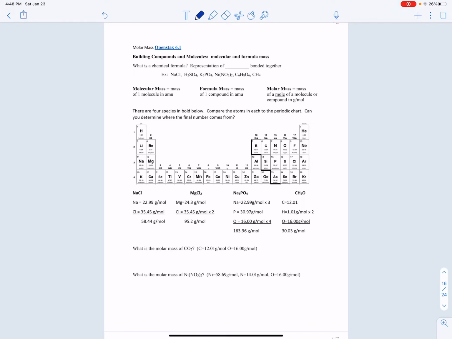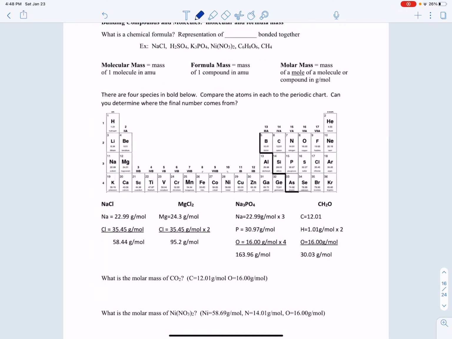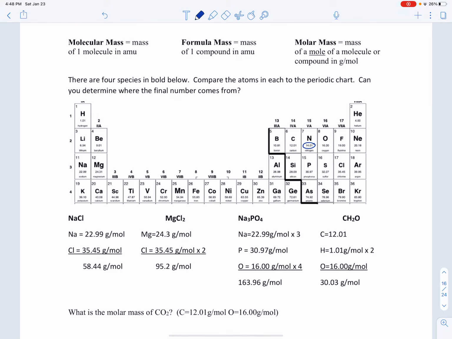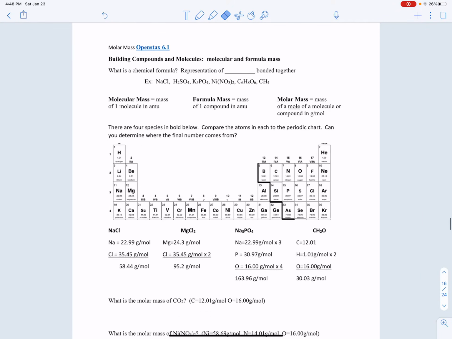So up until this point, we've been taking the periodic chart and just looking at the number and saying that that's the mass of 1 mole of nitrogen, or that's the mass of 6.022 times 10 to the 23rd atoms of nitrogen. We're going to expand that idea and make it larger.